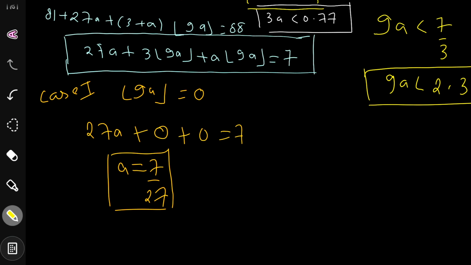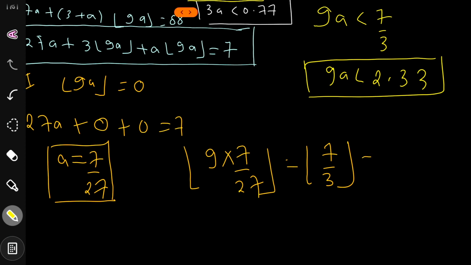Now is this thing correct? So for that we can simply put a in this floor value as 7 upon 27. So floor value of 9 times 7 upon 27. This thing will turn out to be floor value of 7 upon 3. And this thing will turn out to be floor value of 2.33. And this thing would be equal to 2.